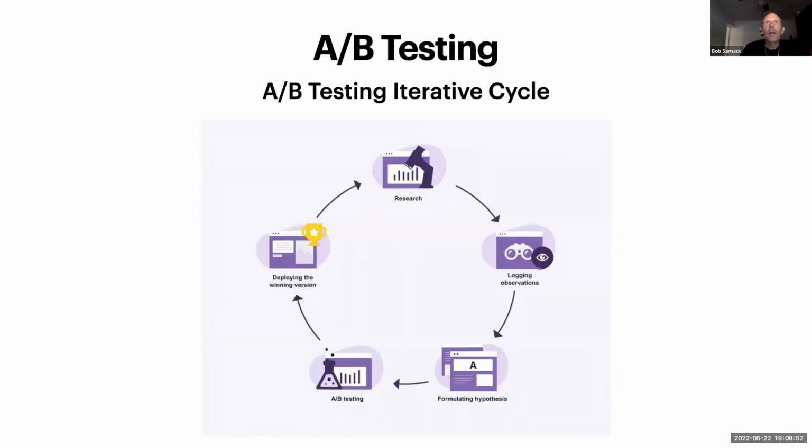So, the A/B testing iterative cycle we just reviewed. Start with research. Understand your website, understand your processes, understand your app. Log your observations, formulate your hypothesis, set up and run your A/B testing, and deploy the winning version.